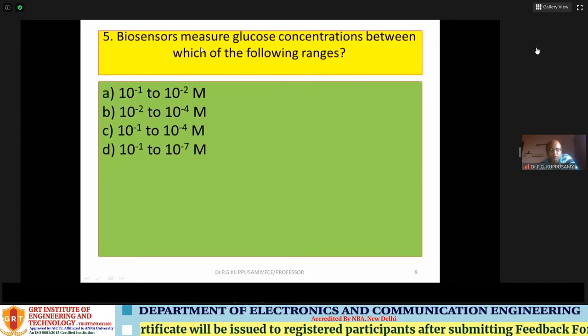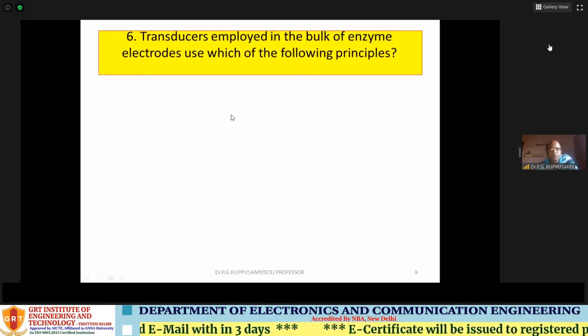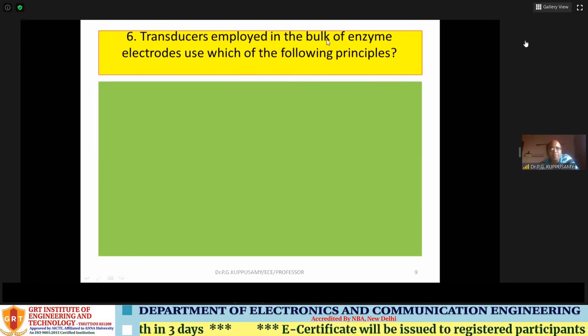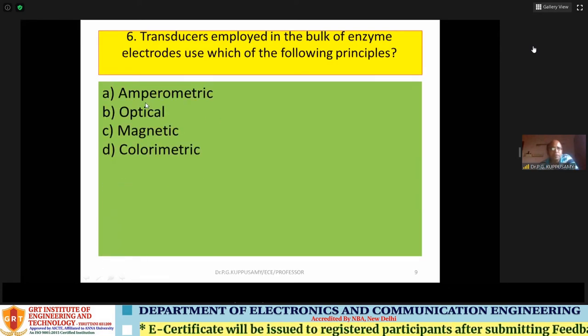Question 5: glucose concentration is between which of the following ranges? 10 power minus 1 to 10 power minus 2, 10 power minus 2 to 10 power minus 4 meter, 10 power minus 1 to 10 power minus 4 meter, 10 power minus 1 to 10 power minus 7 meter. So, the concentration level of glucose. Now I am going to display question number 6. Transducers employed in the bulk of enzyme electrode use which of the following principles? A. Amperometric, optical, magnetic, calorimetric. So which principle are you using?